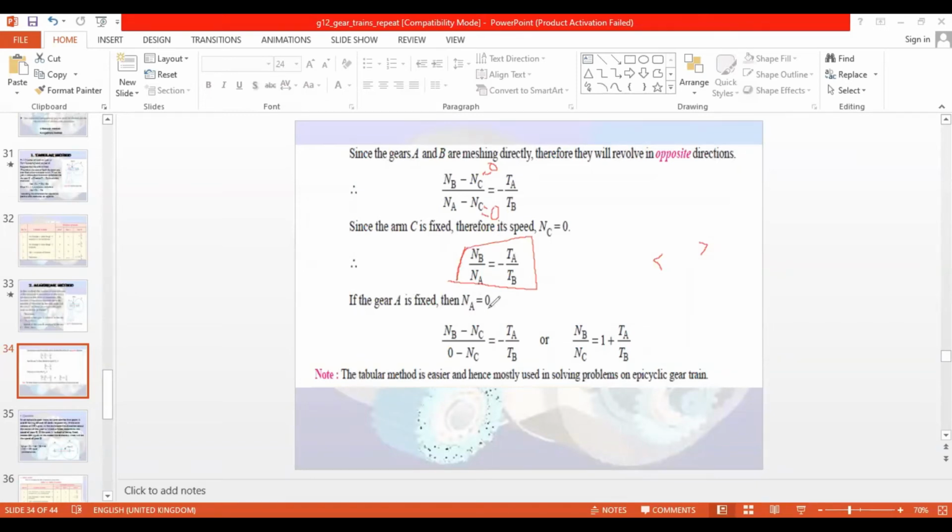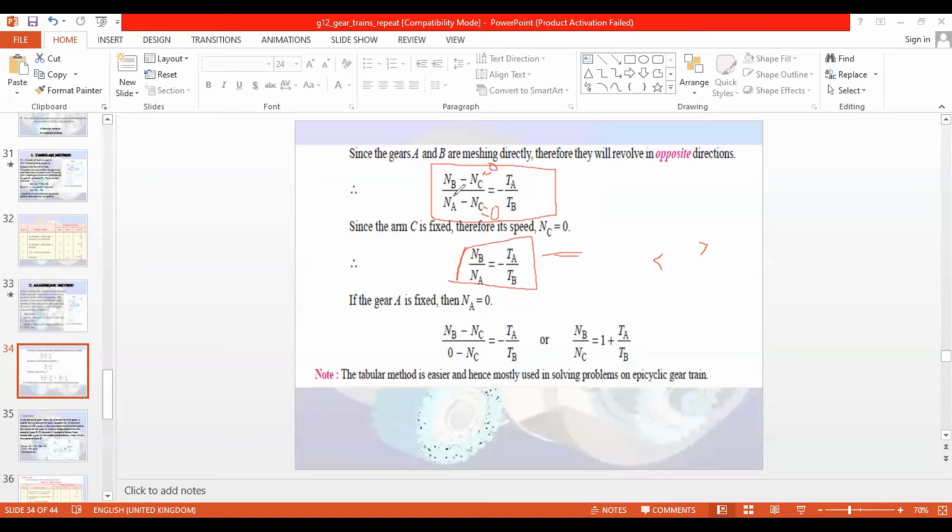If the gear A is fixed, then NA is equal to 0. Now we are going to fix NA, right? NC was already fixed, now we are going to fix NA also. So if I fix NA here, this NA is going to be 0. But now we are not talking about NC being fixed. If NC is fixed, then this is the condition. This is the standard formula, NB minus NC upon NA minus NC equal to TA upon TB. If I fix the arm C, I will put 0 for NC, and the equation will become NB upon NA is equal to TA upon TB.